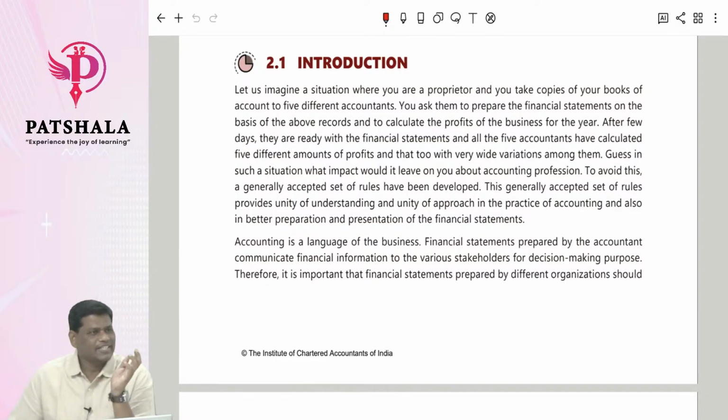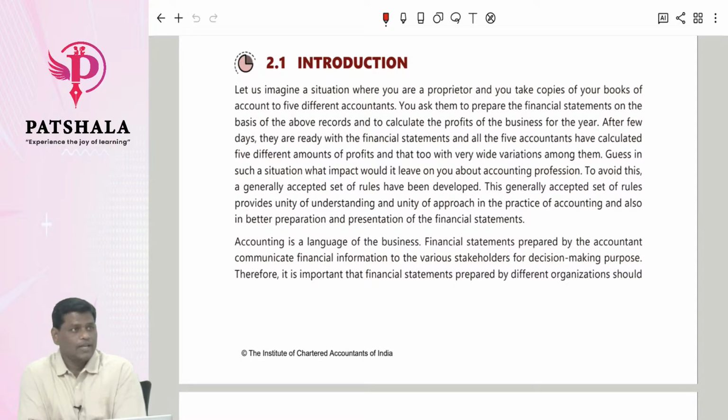Okay? Say for example, we prepare accounts for how much period? You prepare your final accounts. For how much period do you prepare? One year. Okay? One year is how many months? 12 months. Which 12? Financial year starts when? 1st April to 31st March.